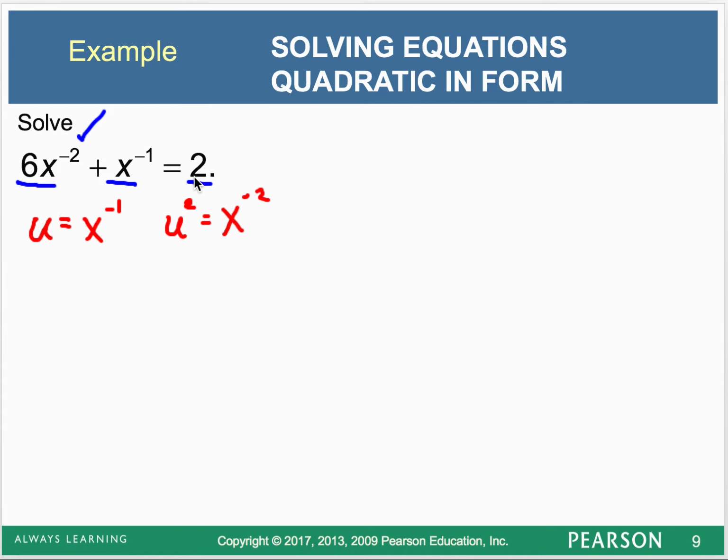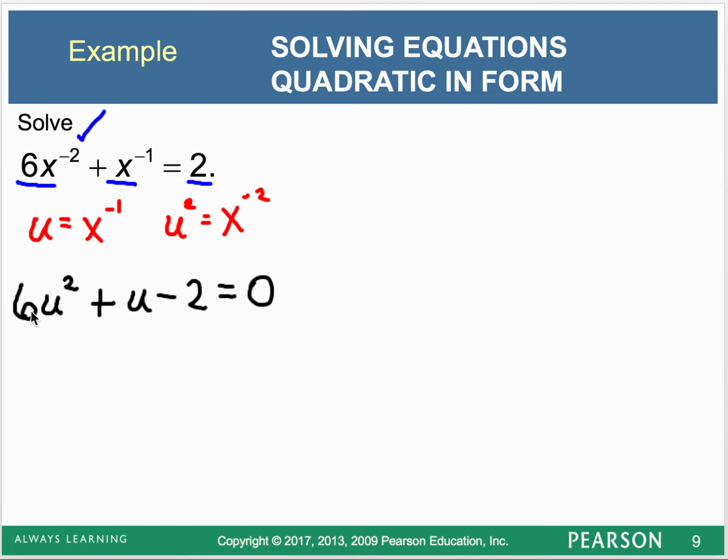Okay, so let's subtract 2, put those as u. So I'm just going to rewrite that 6u squared, because we know u squared is the same thing as x to the -2, plus u, because u is x to the -1, minus 2 equals 0. All right, let that soak in a minute. Okay, makes sense? And you can do that in any order. You could have moved the 2 over first, if that makes more sense for you.